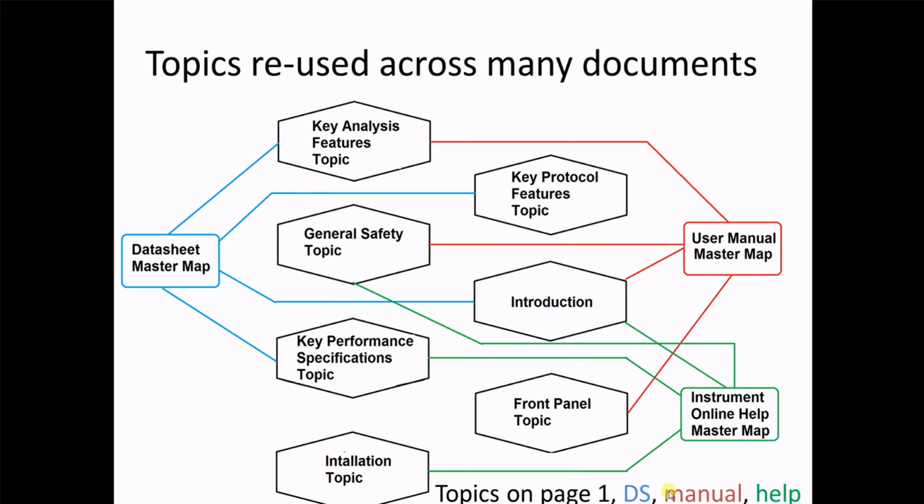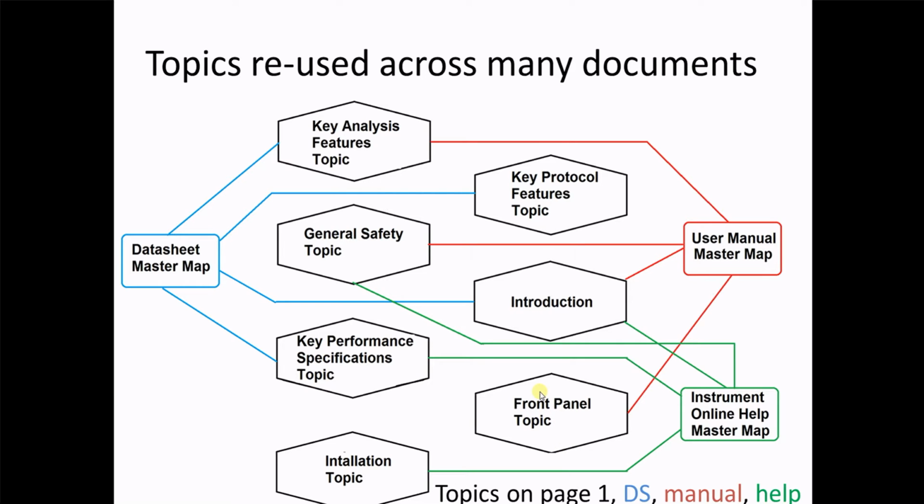And the way it works is something like this. So you see the things that are round-cornered rectangles. We have a data sheet master map, a user manual master map, an instrument online help master map, and then we have a bunch of topics. In the real world there would be thousands or millions of topics, but for this diagram we see that the DITA map is making use of everything that's pointed to in blue, and the user manual is everything pointed to in red. And notice that some of these topics are used by several different maps, and then the online help is pointed to by the green lines.